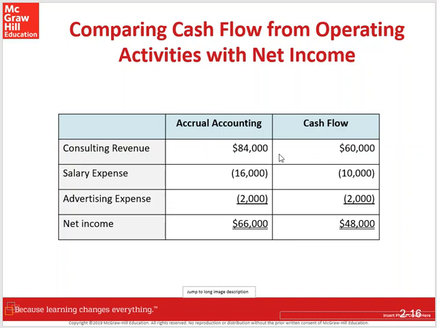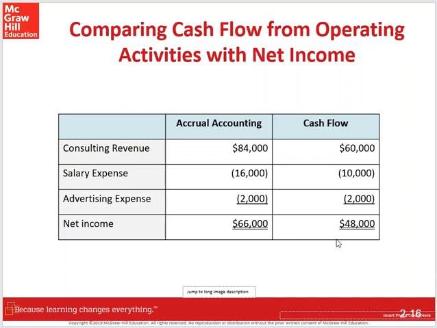So we earned 84,000, so accrual basis says, yep, that's all revenue. But cash basis, we only collected 60,000, and that's what's going to show in our statement of cash flows. Accrual basis, we had salary expense of 16,000, but remember 6,000 was a year-end accrual that we haven't paid yet. So cash basis, we would only have 10,000, and that's what will show on the statement of cash flows. And then no change in the advertising expense. But just in a handful of transactions, we can already see a significant difference between accrual basis and cash basis.